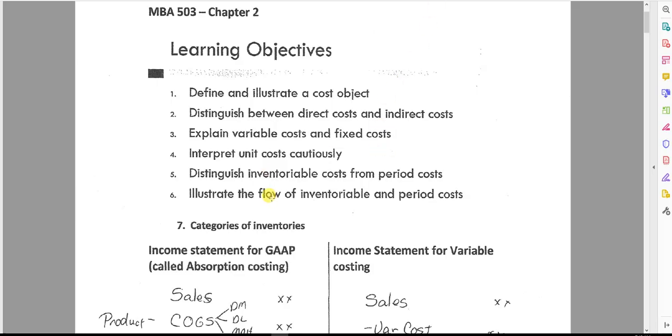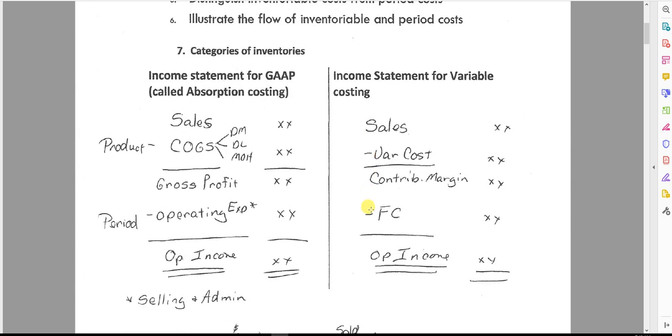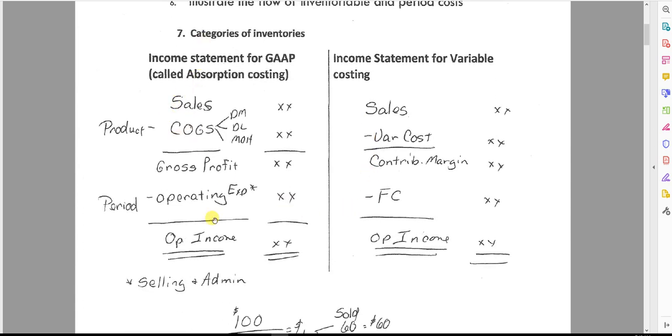Okay, so let's go back to here. Distinguish inventoriable costs from period costs, which we'll talk about in just a second, and we'll talk about the flow of inventoriable and period costs. Okay, so here are two types of financial statements. You will utilize both of these quite a bit in here. Both of them have sales, so this number is going to be the same. And then I have my product costs attached to a product.